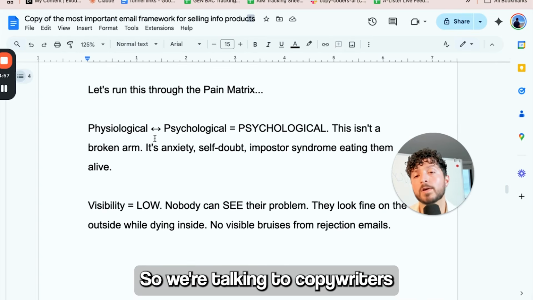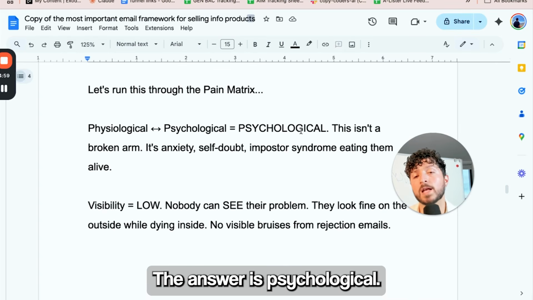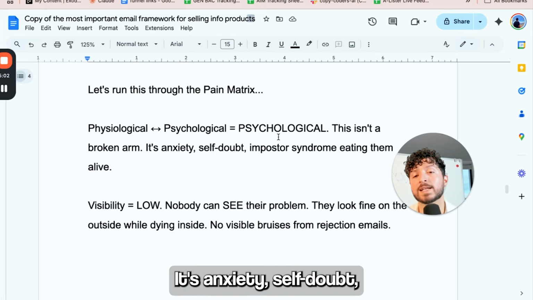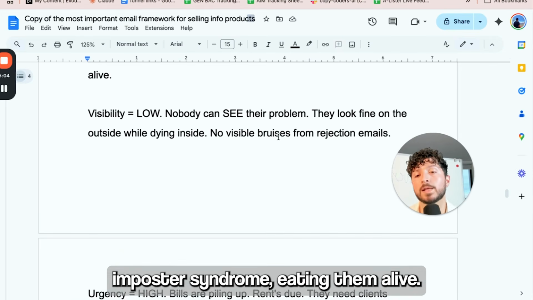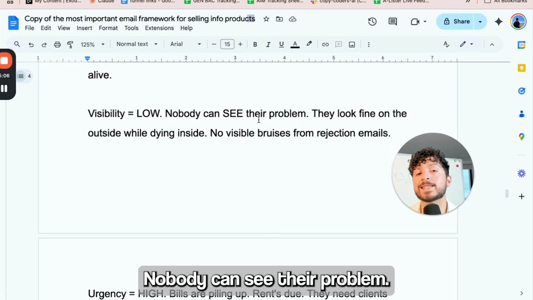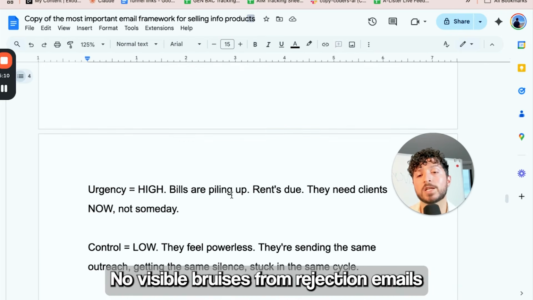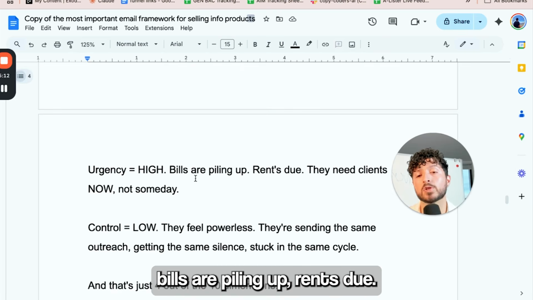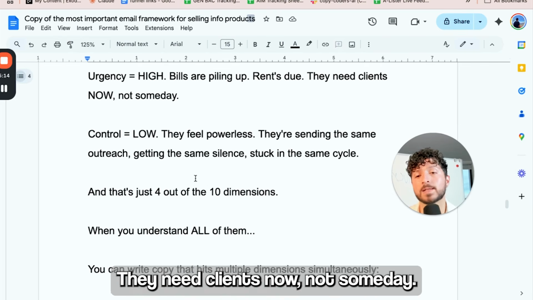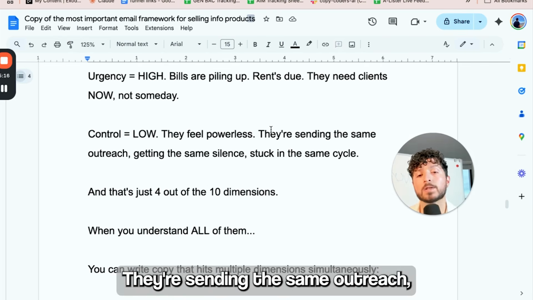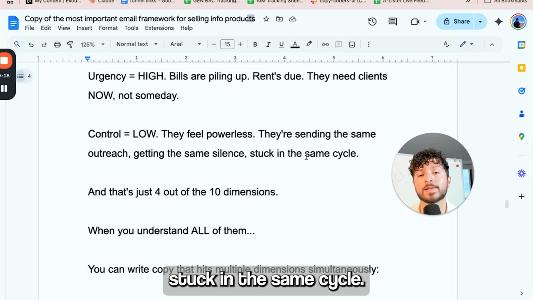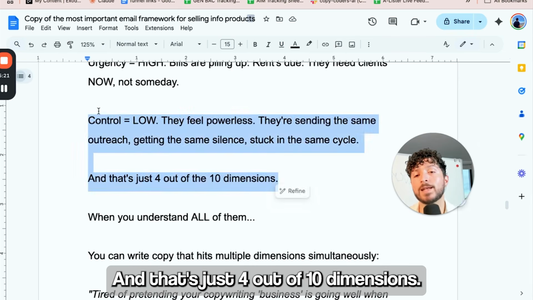So we're talking to copywriters, physiological to psychological. The answer is psychological. This isn't a broken arm. It's anxiety, self-doubt, imposter syndrome, eating them alive. Visibility is low. Nobody can see their problem. They look fine to the outside while dying inside. No visible bruises from rejection emails. Urgency is high. Bills are piling up. Rent's due. They need clients now, not someday. Control is low. They feel powerless. They're sending the same outreach, getting the same silence, stuck in the same cycle. And that's just 4 out of 10 dimensions.